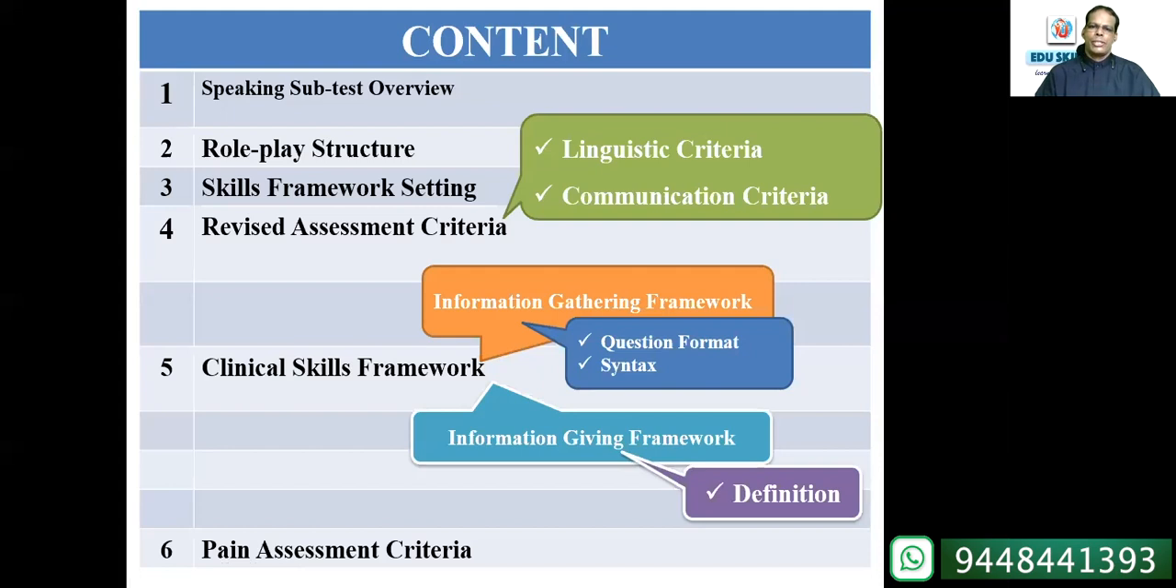And the clinical skills framework, where we'll have the information gathering framework, where we learn something about question format and the syntax, the word order in a sentence. And also we'll learn the information giving framework, where we'll learn how to define, describe, and give feedback. These are the major aspects being requested by many of the aspirants, so we will focus on those things in a detailed way.